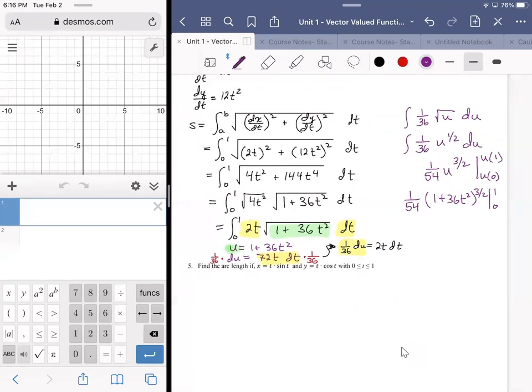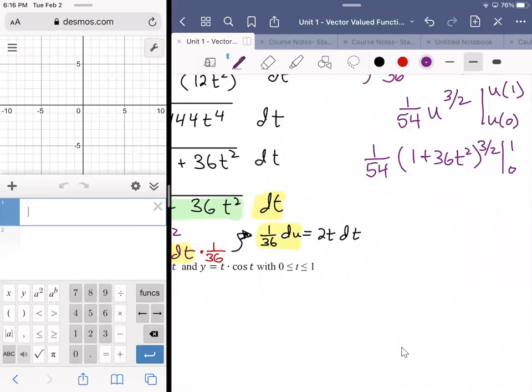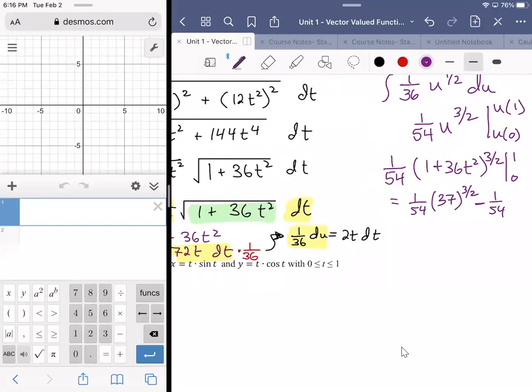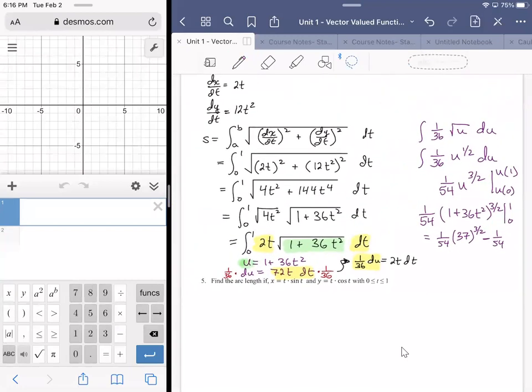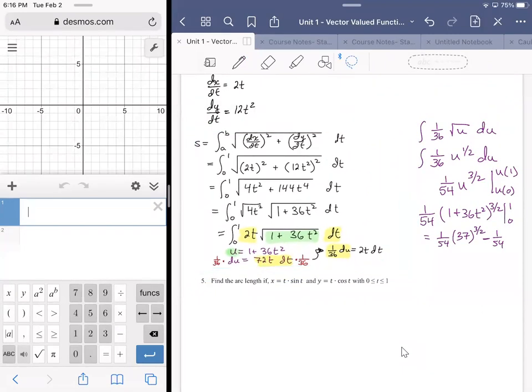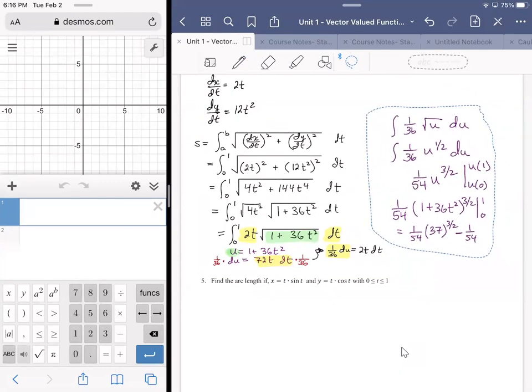All right, so then I make my substitutions. I'm going to pop in a 1. That's the easy part. Well, actually, they're both pretty easy. So 1 over 54. Plug in the 1, you're looking at 37 to the 3/2 minus 1 over 54. Then it would be 36 to the 3/2. I didn't really give myself enough room here, so I'm going to clean it up and then move some things over here.